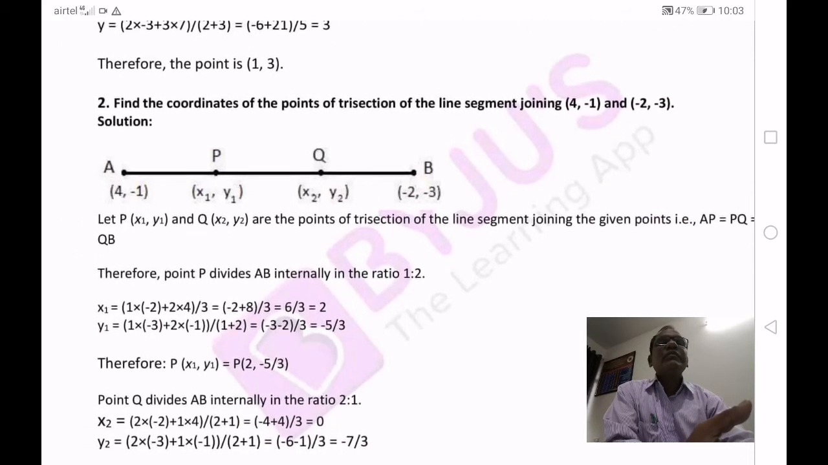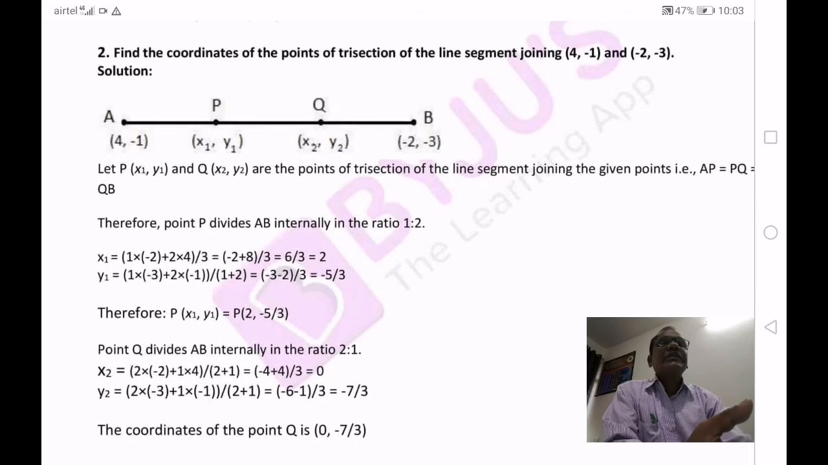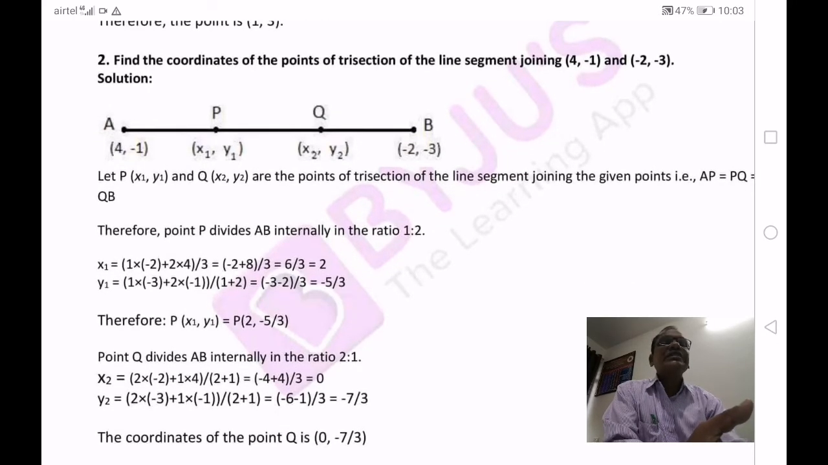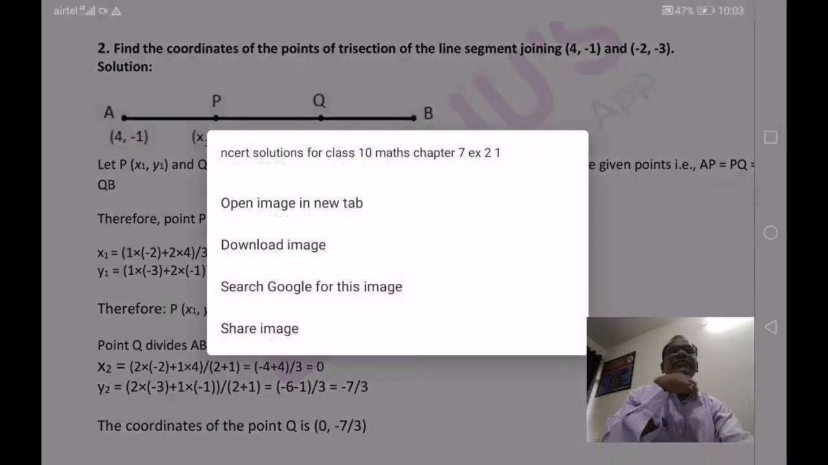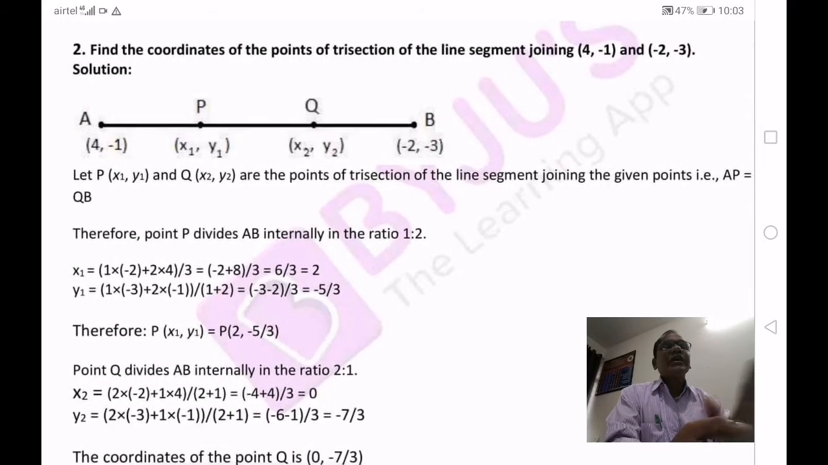The second problem also: find the coordinates of the points of trisection. Here it is given trisection. Trisection means how many parts? Tri means 3. What is the given line segment? (4, -1) and (-2, -3). So here you have to verify that AB is the line segment. How many points do we have to divide AB into for trisection? Tri means 3. That's why A is (4, -1) and B is (-2, -3).